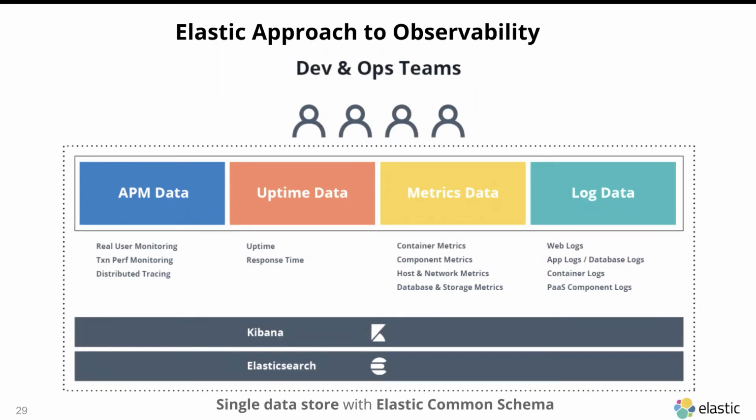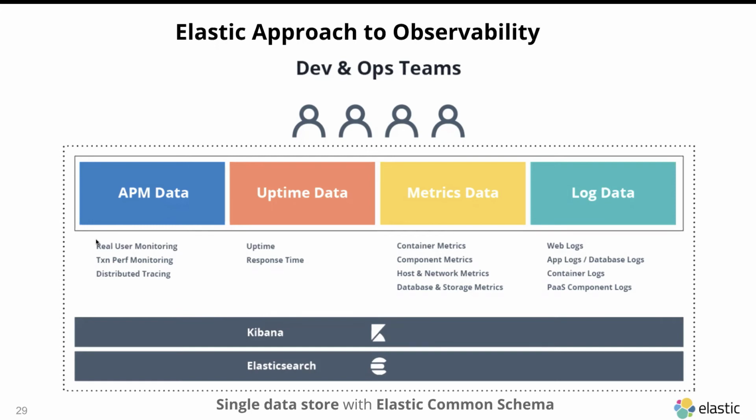It's like converting all data into a single sort of format. We have all these agents, Beats, Logstash, and the APM agents, and everyone ships data in that specific format. For example, when I'm talking about APM data, you're talking about real user monitoring, transaction monitoring, and distributed tracing that we have seen.